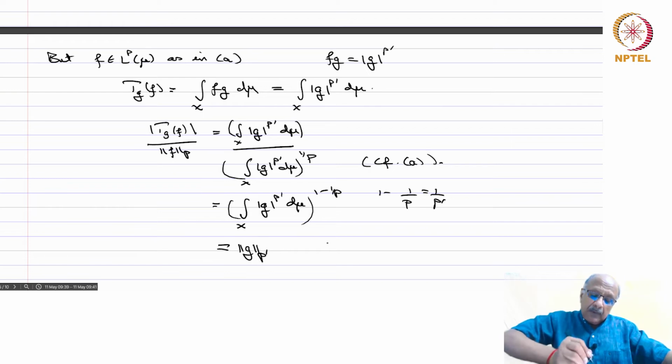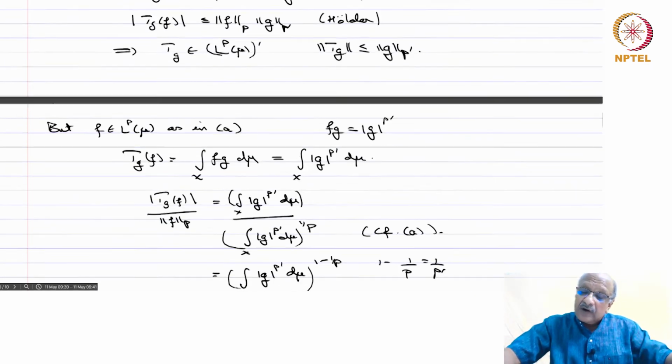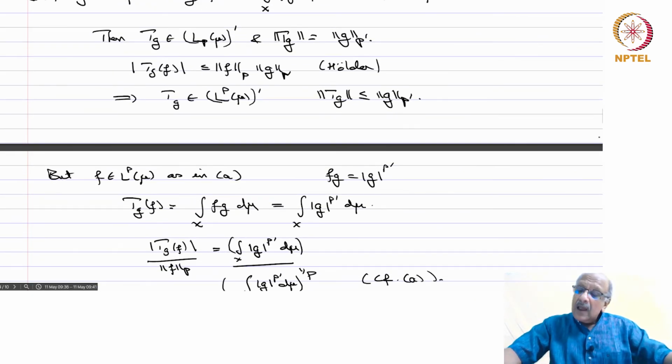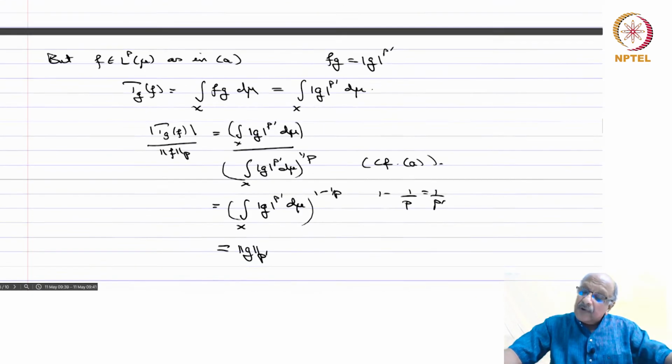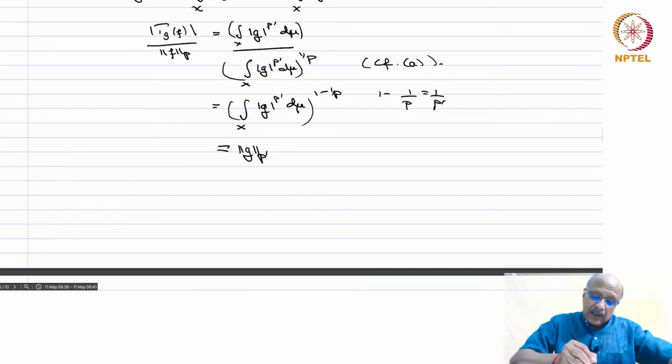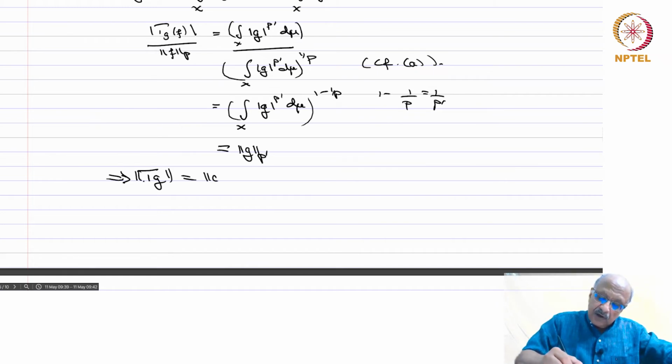So the supremum, what is the norm of the linear transformation? It's the supremum of all such quotients, that is less than or equal to norm g_p dash, we have already seen here, and now we are producing an element for which it is actually achieved. So this implies norm T_g equals norm g_p dash.